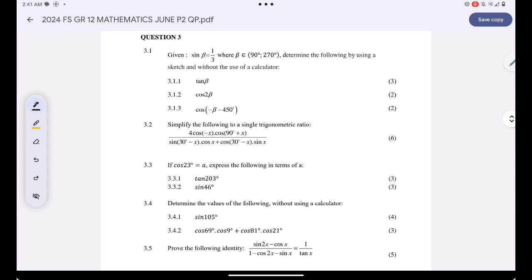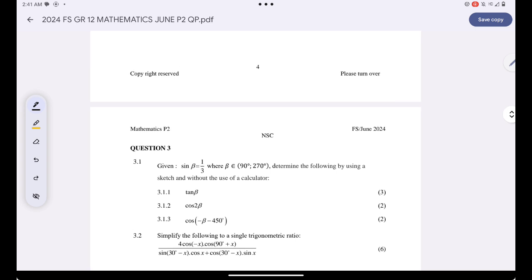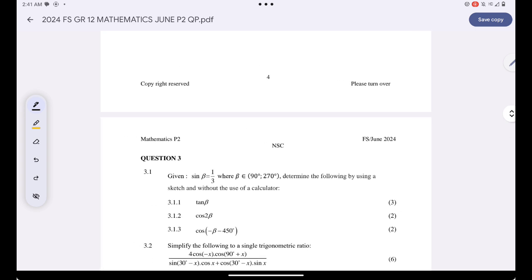Okay, we are given that sine beta is equal to 1 over 3, where beta is between 90 degrees and 270 degrees. Determine the following. Here, guys, it will be safer for us to draw the Cartesian plane first. Firstly, sine is equal to a positive number. We know that sine is positive in the first and second quadrants, right? And we are told that the angle beta is between 90 and 270. That means it's here and here.